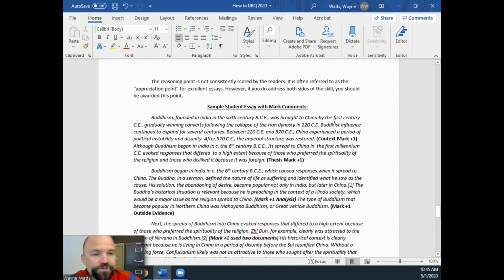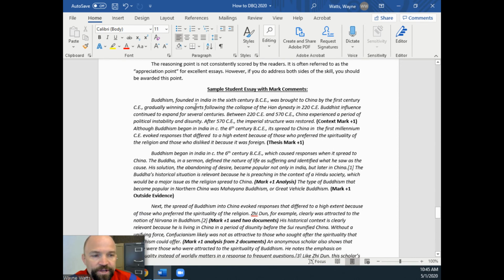So here's a sample student essay with marked comments. Again, I didn't write this context. This was given by the College Board, but let's assume that this is a good model to follow. That would be 1 point for context. Context should go at the beginning of your essay and should be about 3 sentences or so.